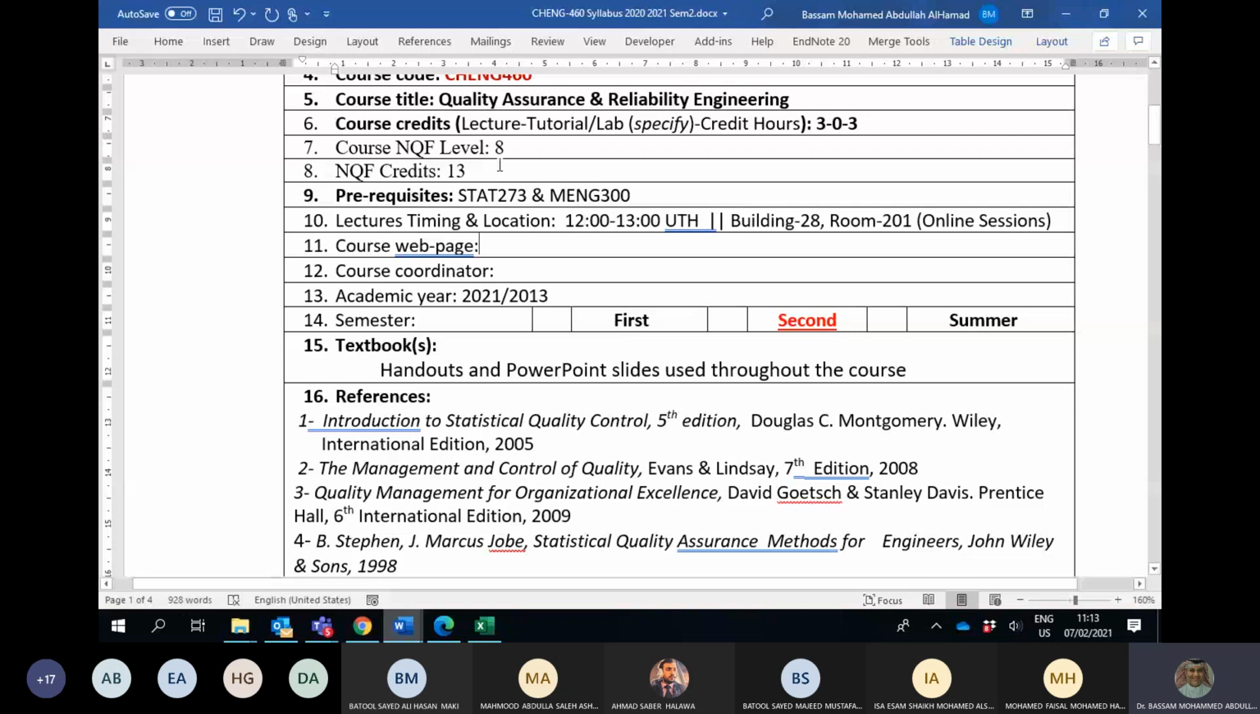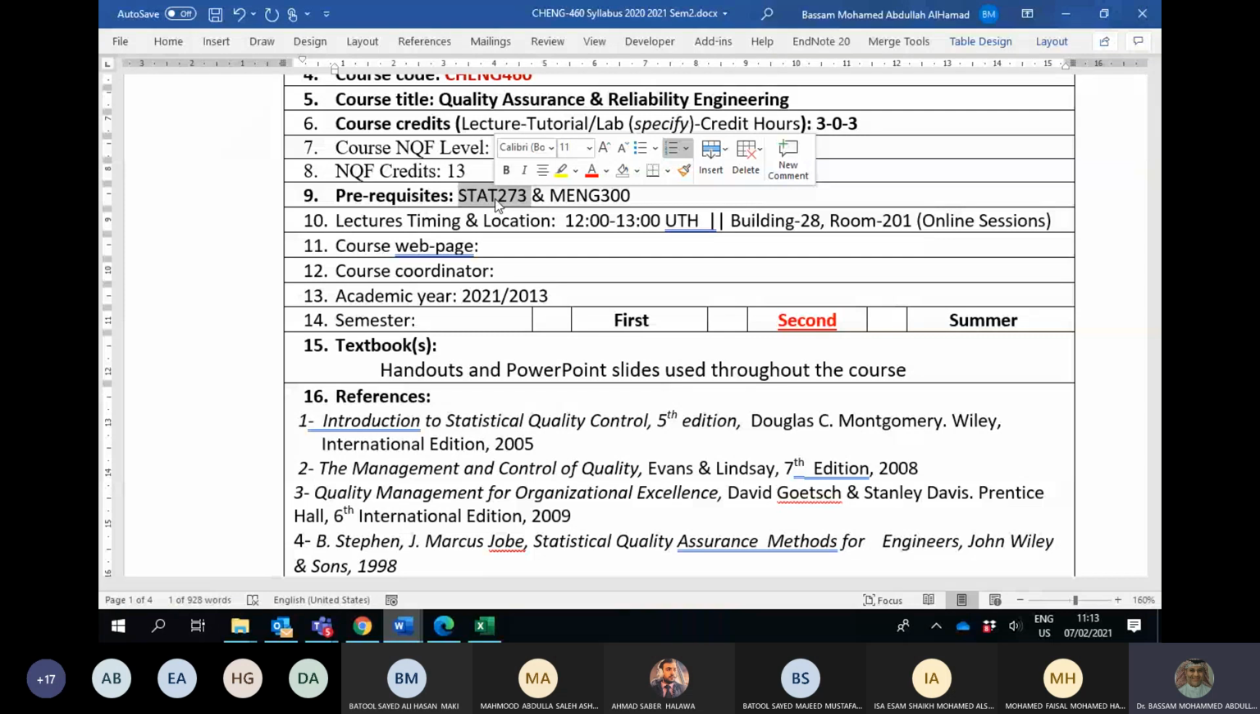Coming back, the prerequisite of the course, according to the syllabus, is STAT 273. So we are going to talk about histograms. We're going to talk about control charts, for example. There are things related to average and standard deviation calculations, and maybe probability later at the end of the course. So this is all related to what? To STAT 273.